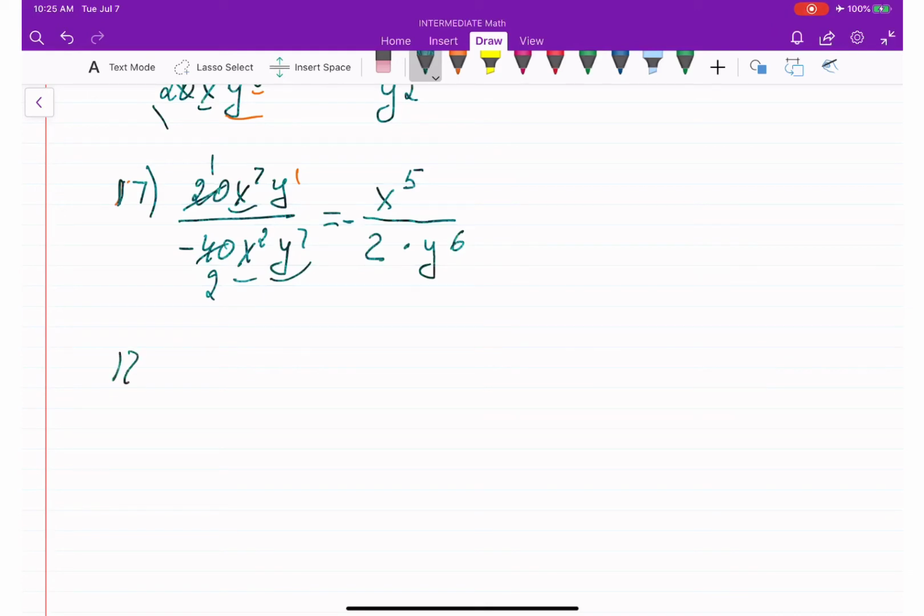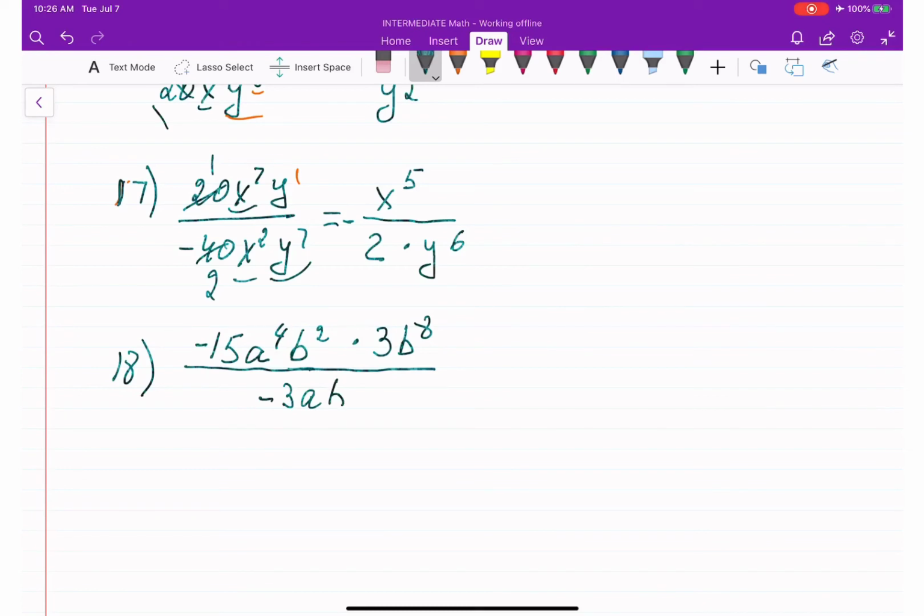Let's do 18. So negative 15, a to 4, b squared times 3b to 8. Let me clean it, I don't know why I put it. Okay, and divided by negative 3ab to 6. All right. So let's see. Negative 15, negative 3. It will be cancelled. I mean, 15 by negative 3 is 5.